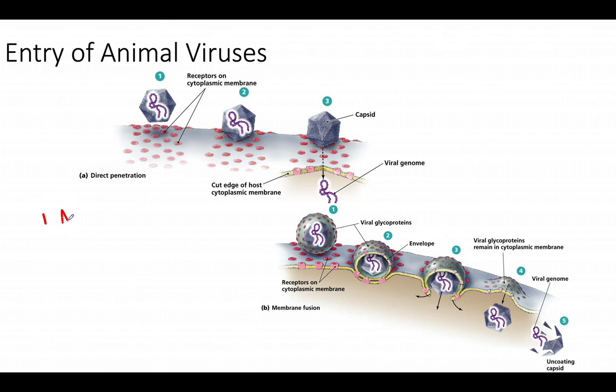And so the first is attachment. These are all in the previous slides, but I'm just going to put them here so we have them. And then entry, then synthesis of those viral parts, and then assembly of those parts, and then somehow the virus is going to be released. So we're not really changing anything from what we saw previously, but we just want to understand and have it geared towards viruses that infect animal cells.